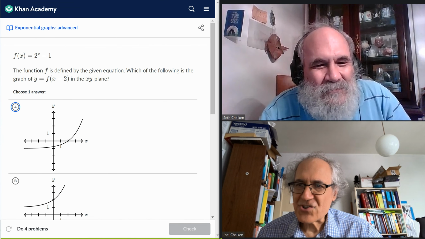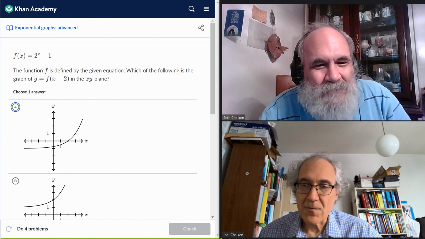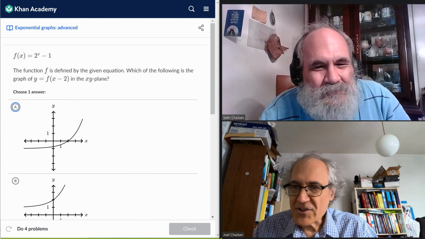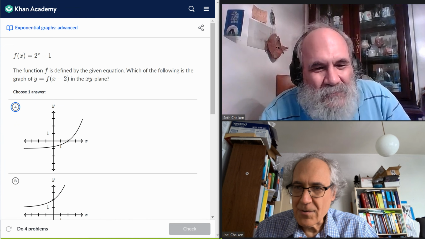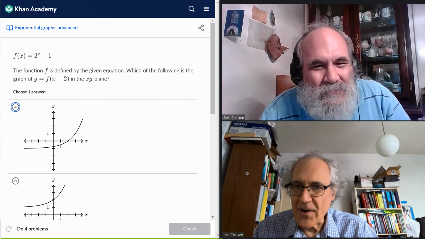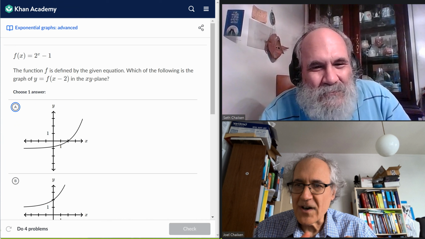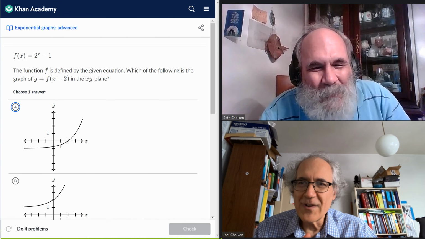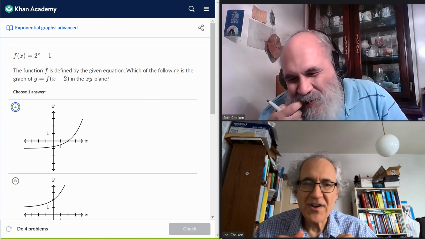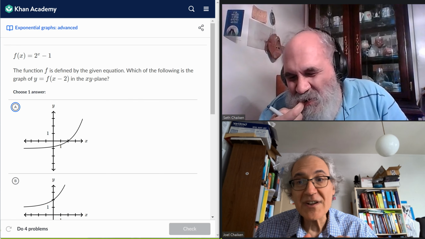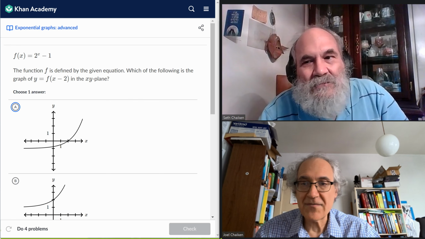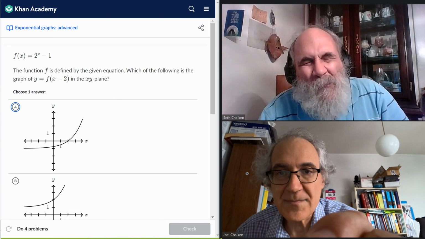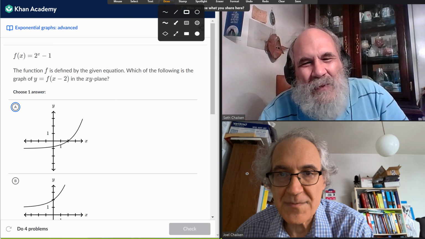So, f of x is 2 to the x power minus 1. We'll go over what an exponential function is when we go over the answer. The function f is defined by the given equation. Which of the following is the graph of f of x minus 2 in the xy plane? This is really more of a question of transformation of functions, which we didn't really see too much on the non-digital side of the SAT.